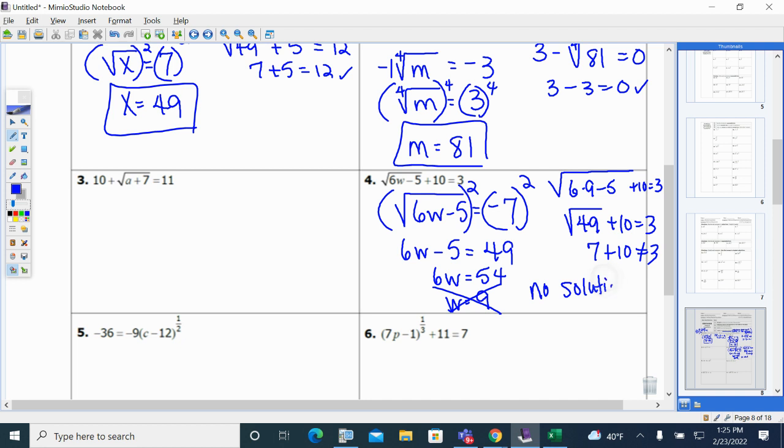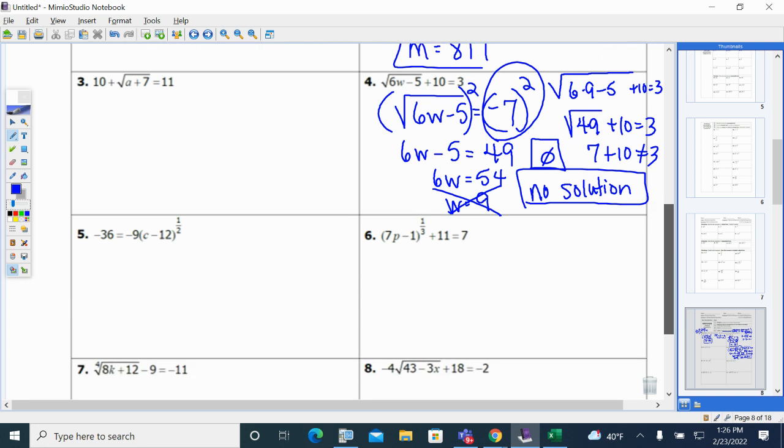You can write it out. You can use your symbol for no solution, either way. But there is no answer to number 4. The answer that we got, the 9, was created right here when we squared a negative 7 because it made that negative number positive.